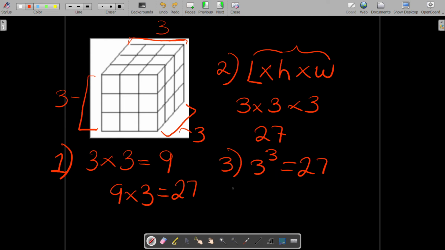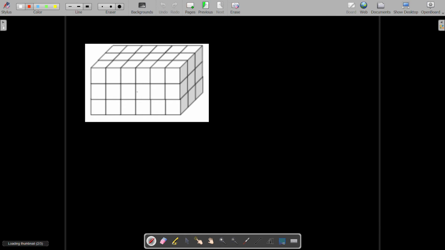Now method 3 only works for cubes. Let me write that: only works for cubes. And an easy way to recognize which shape is a cube is to see if all the sides are equal. The length is equal, the height is equal, and the width is equal. Okay, let's move on. Now in this figure, we can easily tell that this is not a cube, it's a rectangular prism. So let's start with method 1.